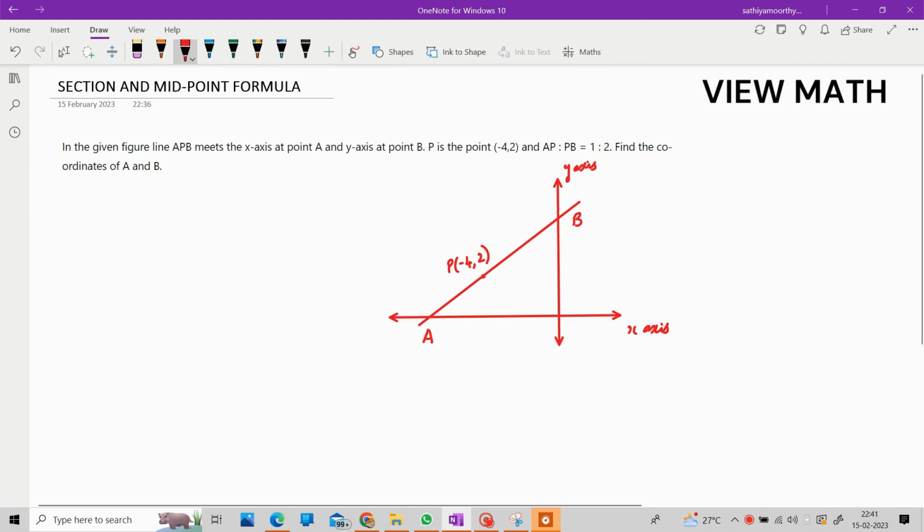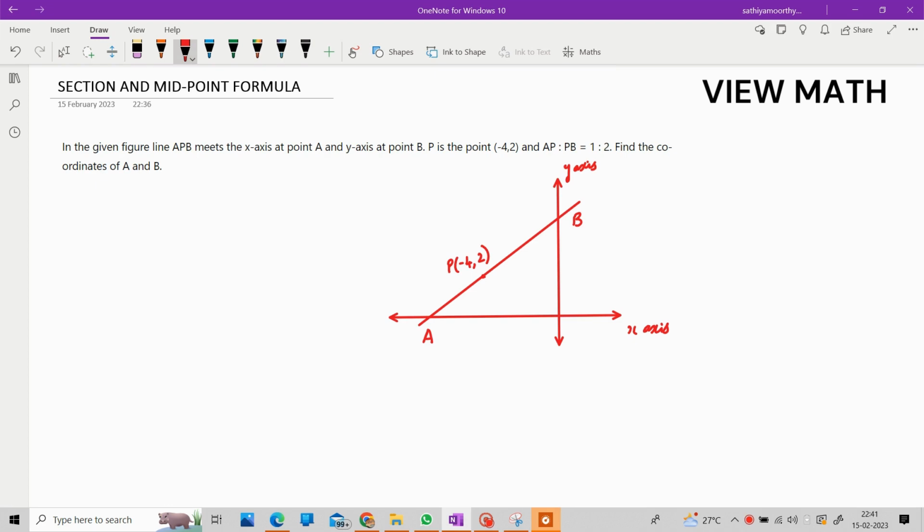Next problem. In the given figure, line APB meets the x-axis at the point A and y-axis at the point B. P is the point -4, 2 and AP to PB is 1:2. Find the coordinates of A and B.